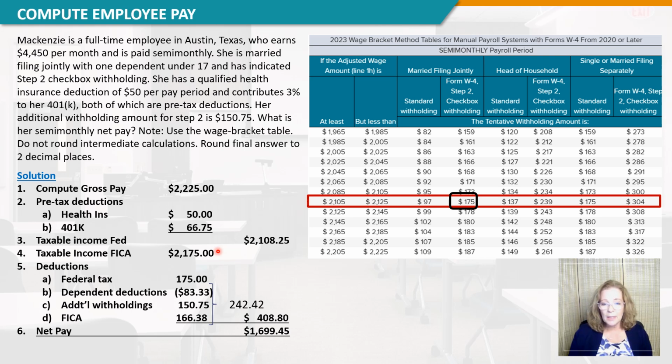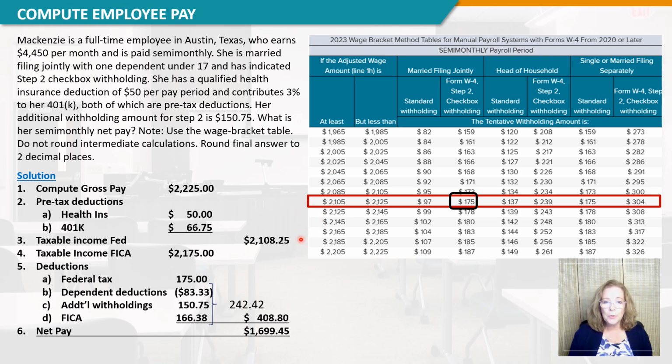How do we calculate the federal taxes? You go to Appendix C of your textbook or use the IRS tax tables in Publication 15T for semi-monthly payroll. You find the amount of $2,108.25 in that tax table. Why are we looking for $2,108.25? Because that is the taxable earnings amount for federal income tax.